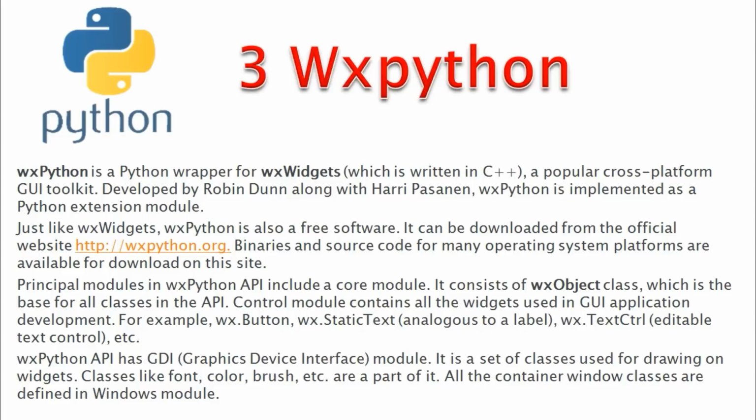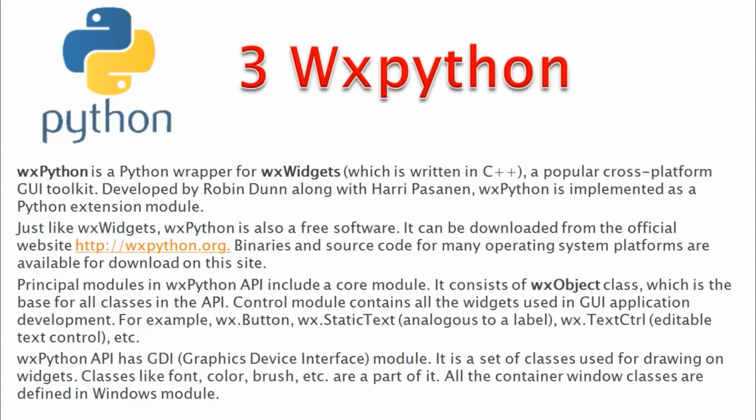Control module contains all the widgets used in GUI application development. For example, we have wx.Button, wx.StaticText, and some other containers, some other controls. Also, the basic concept of wxPython. In every wxPython application, we have a frame. It is a top-level window. In frame, we have a panel, and in the panel, we have another controls and widgets like buttons, static text, labels, and some other widgets.